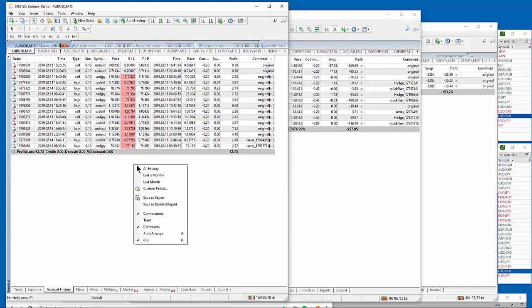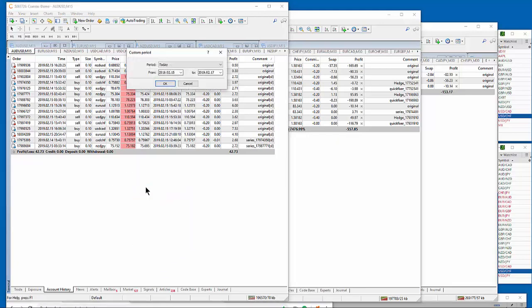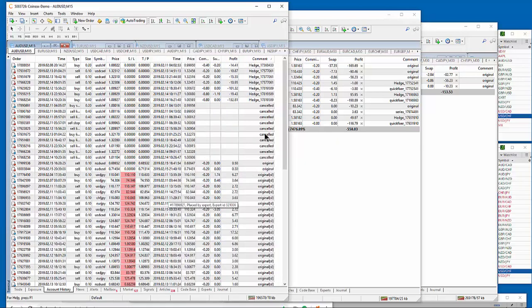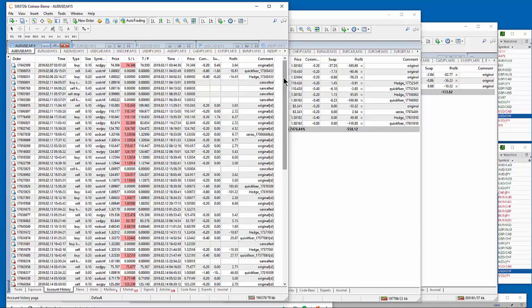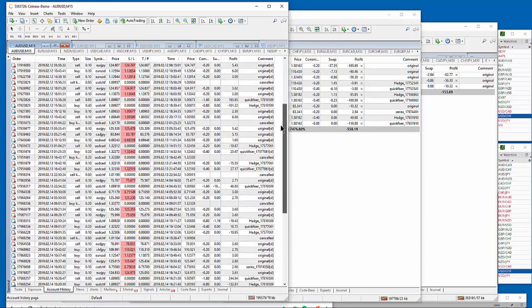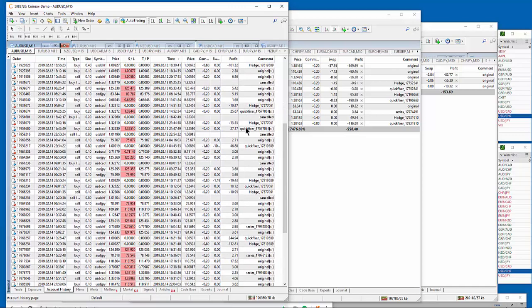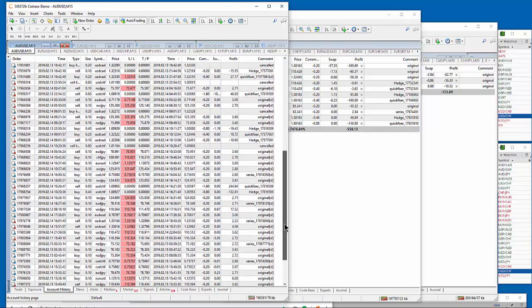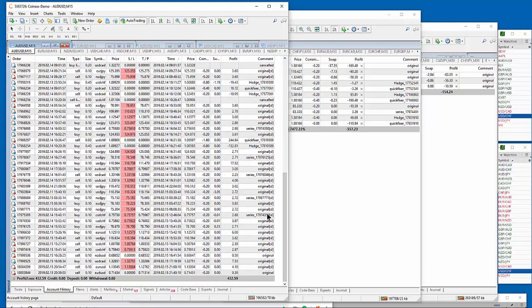If we want to find out what we did over the course of this week, we'll take the calendar back to Sunday and then hit OK. These are all the trades that closed this week. We see we've had a lot of hedges and quick fixers that have opened and closed multiple times, and a lot of original trades. But so far this week, $432 for the total week, right?